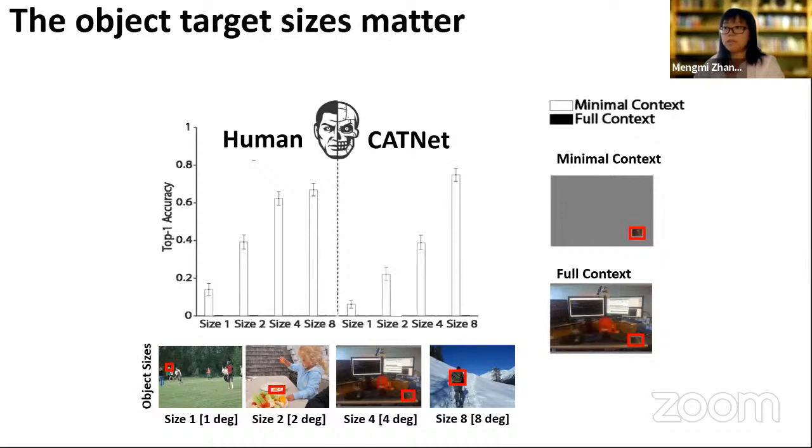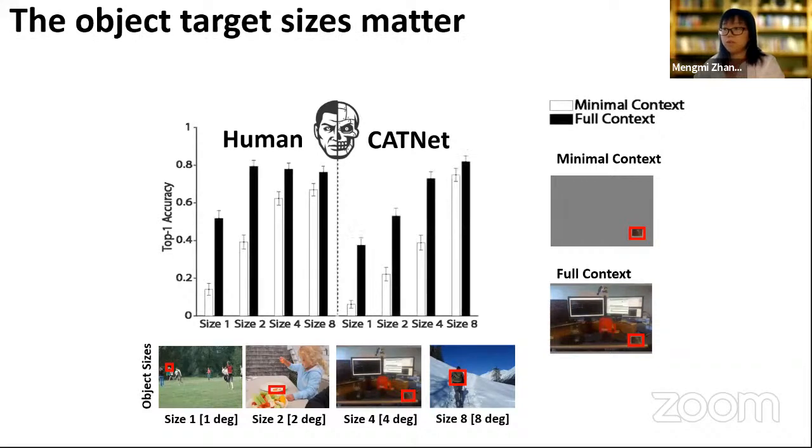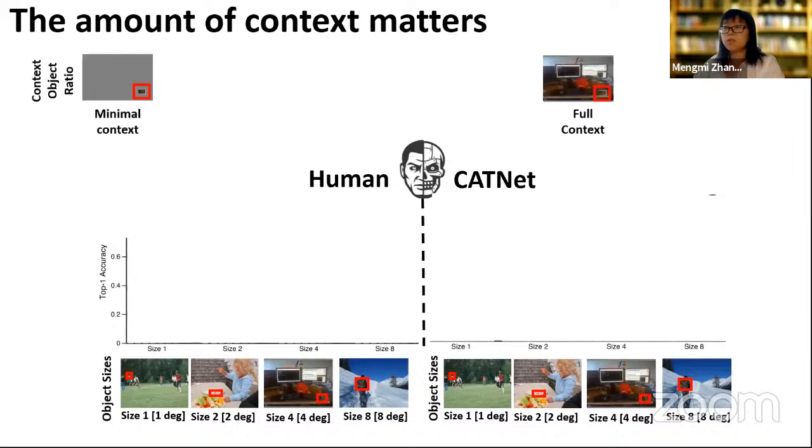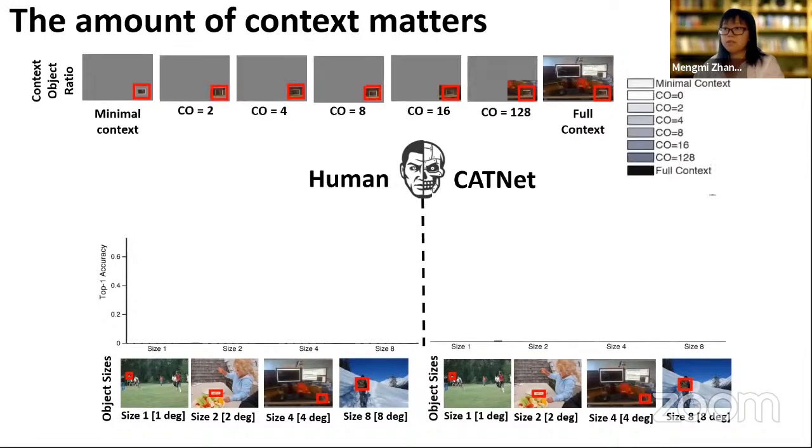Now adding the full contextual information led to a large improvement in the performance, both for the humans and the CRTNet. Similar as before, we then group the stimulus based on the target object size as shown in the x-axis here. And we are interested in studying how various amounts of contextual area influence recognition. So these are the minimal and full context conditions. And for each object size, we then systematically titrated the amount of contextual information.